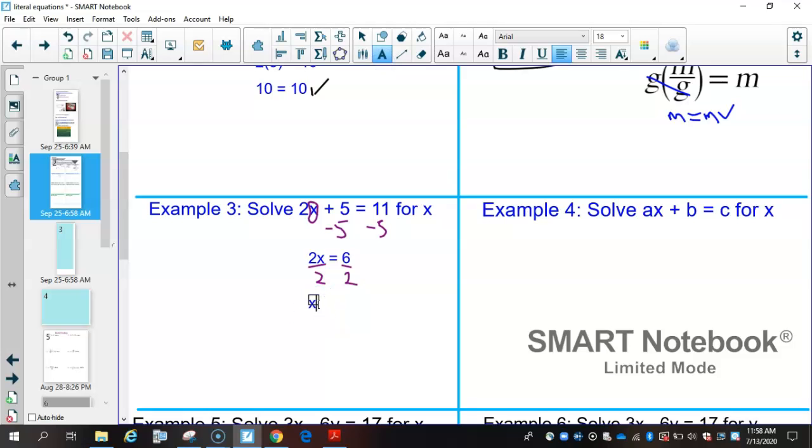So that x equals 3. And then to check that, I could put 3 back in. 2 times 3 plus 5 equals 11. Order of operations, I would need to multiply first. So 6 plus 5 equals 11. And then I could add those two together, and that would tell me that 11 equals 11. So that does work.